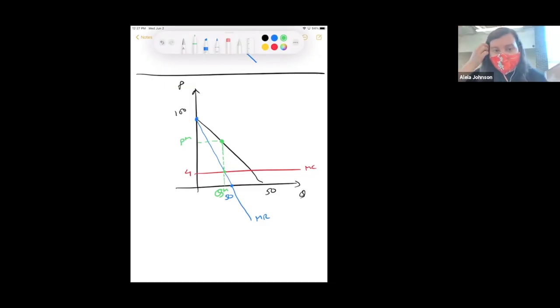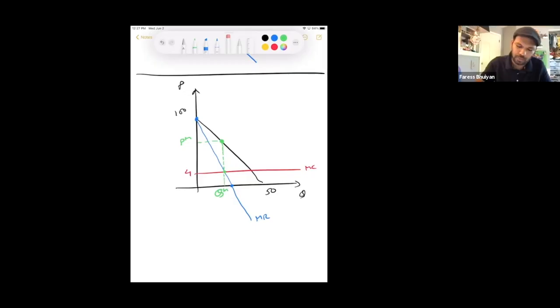Alea. Yeah. Why is the MR 50? I'm just confused. Is that the point that it's intersecting? I have no idea what you're talking about. I've seen you do this in class every now and then. You just ask a question that makes absolutely no sense. I wrote 25 and you're saying 50. Yes, it's 25. You're absolutely right. Okay. Thank you.